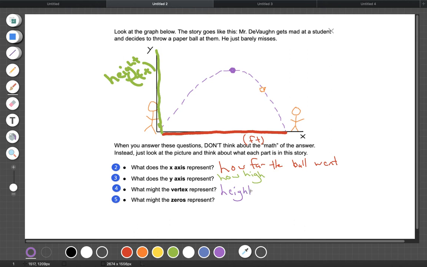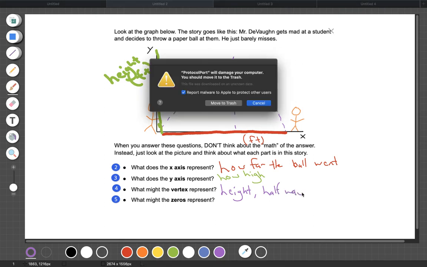And then we can also think about our symmetry, right? If I think about the symmetry going straight through this, well, remember, the symmetry will be halfway. So it's the height, and it's also halfway. So it's half of the distance.